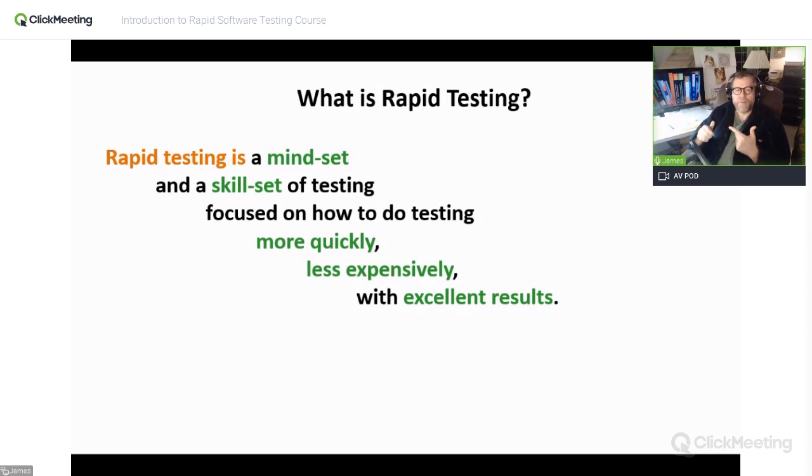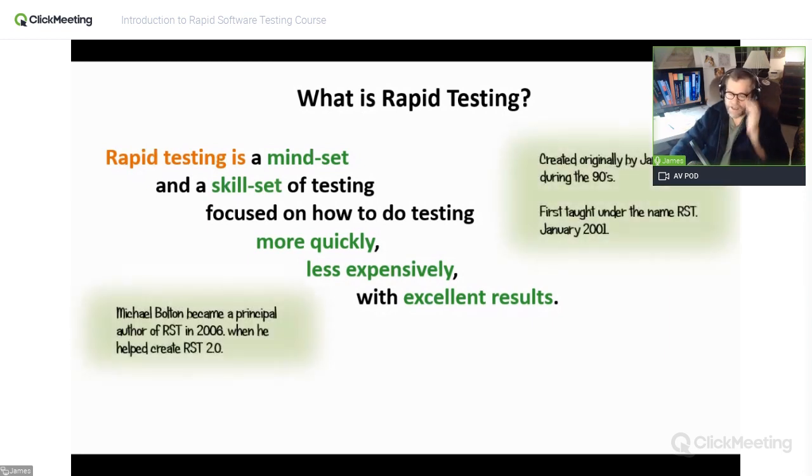We introduce you to the mindset by showing you and by talking about that mindset. We introduce you to the skill set by giving you certain problems, and you try to solve the problems, and then we talk to you as you try to solve them and after you try to solve them. And then we try to get you to practice. It's focused on how to do testing quickly, inexpensively, but with excellent results. That's the idea. Now, we have a little different meaning of testing, and I want to get to that.